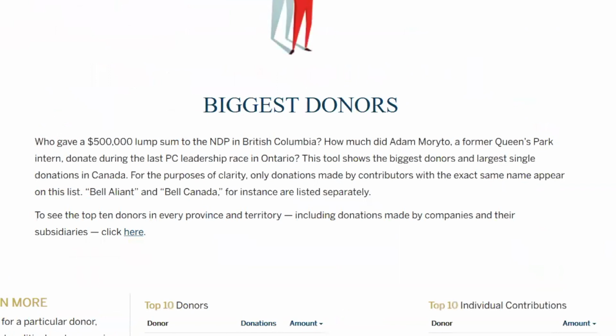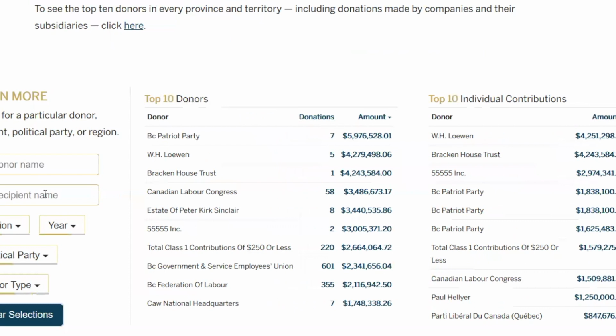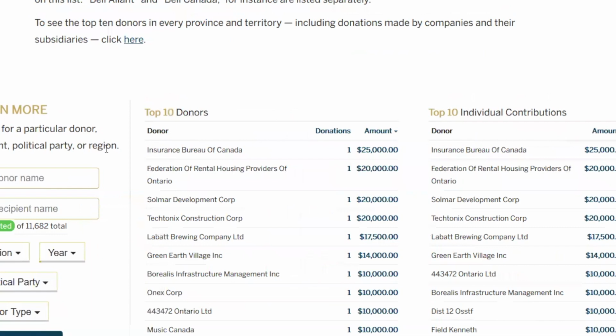You can look up, let's say, Kathleen Wynne. I look up Kathleen Wynne and you can see who were the biggest donors to Kathleen Wynne's leadership campaign. So you've got aggregate donors. Or you can even just look at who the biggest donors were in Alberta in 2016.